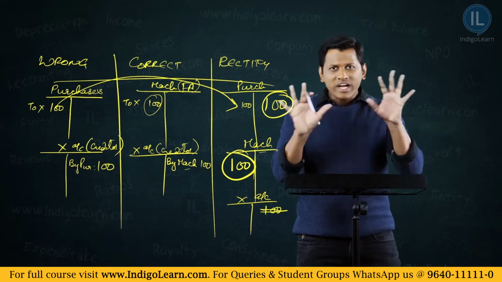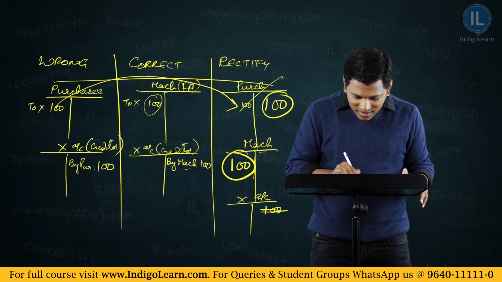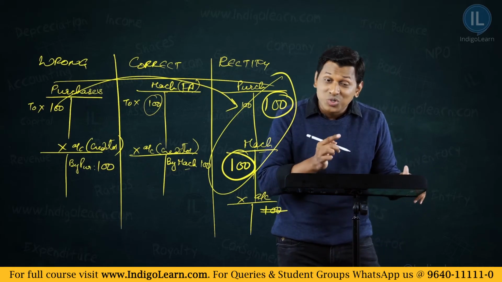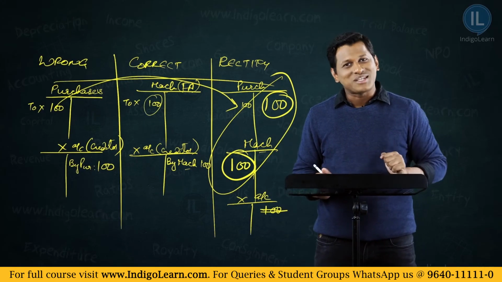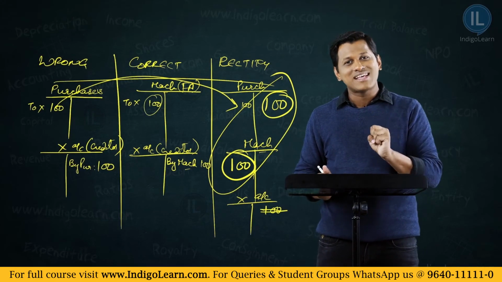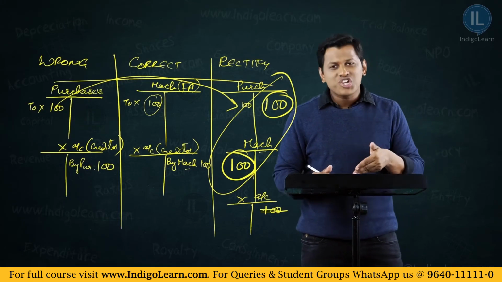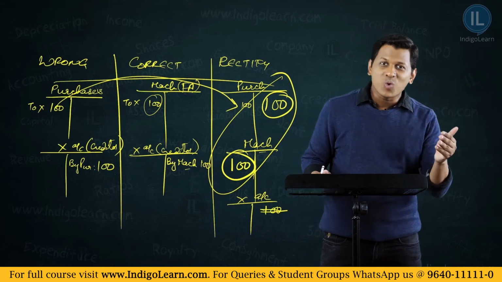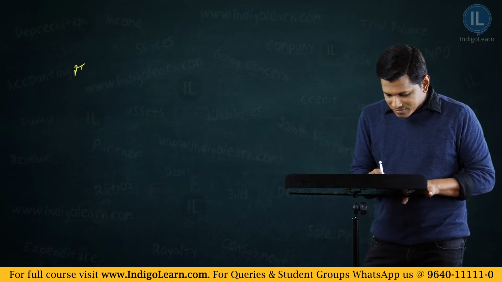So friends, look at the overall treatment. What are the two things that are changing? You want to credit something to purchases and you want to debit that to machinery account. That we will call the rectification entry. Friends, how do we pass that entry? Machinery account debited with 100 to purchases 100. That's all.